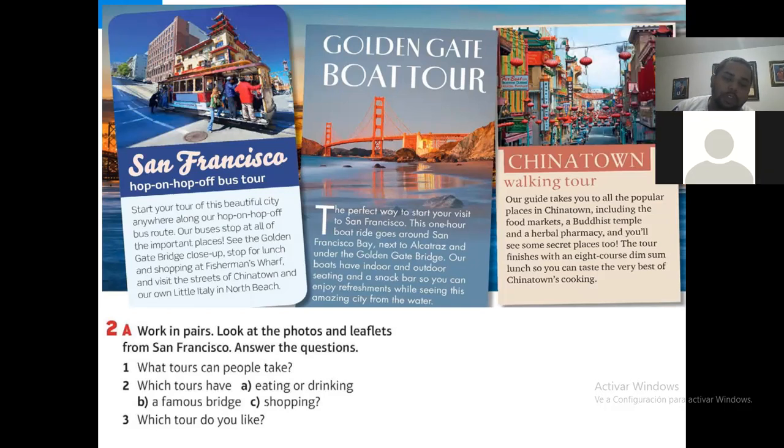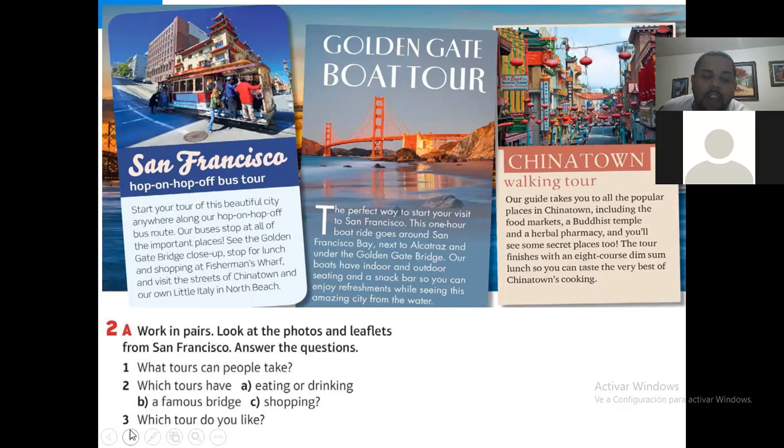Okay, the three photos especially, right? So number one, what tour can people take? People can take San Francisco Golden Gate Boat Tour, or Chinatown walking tour. All right, so which tour, look at the answer well.